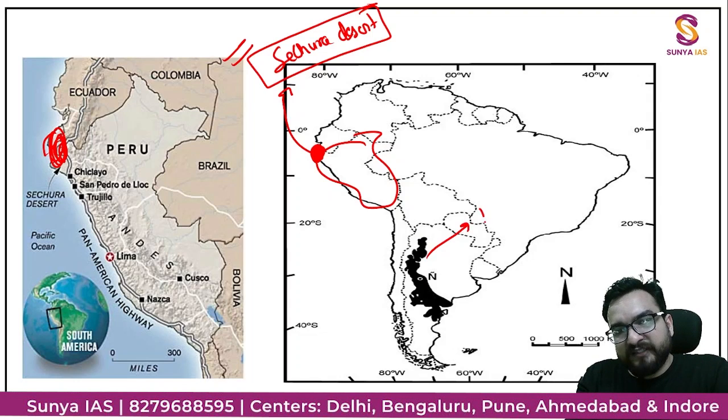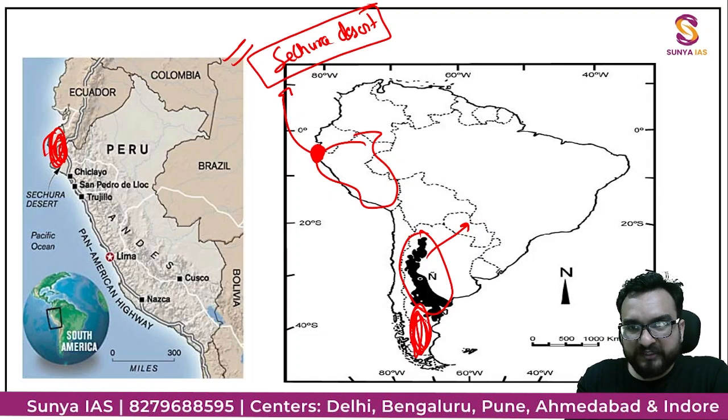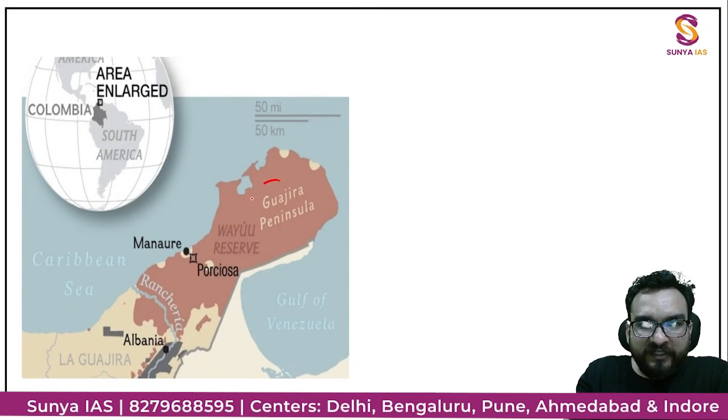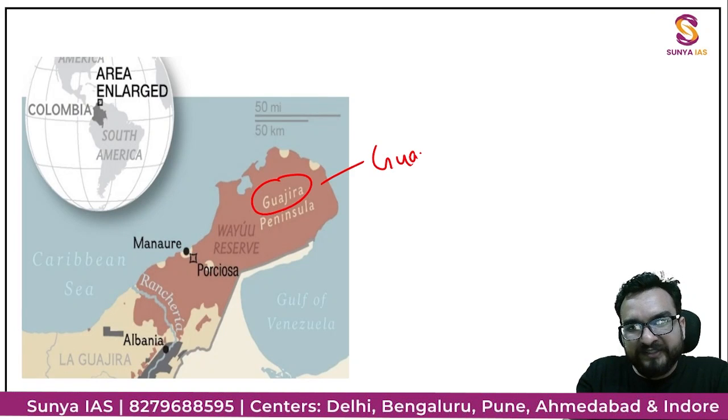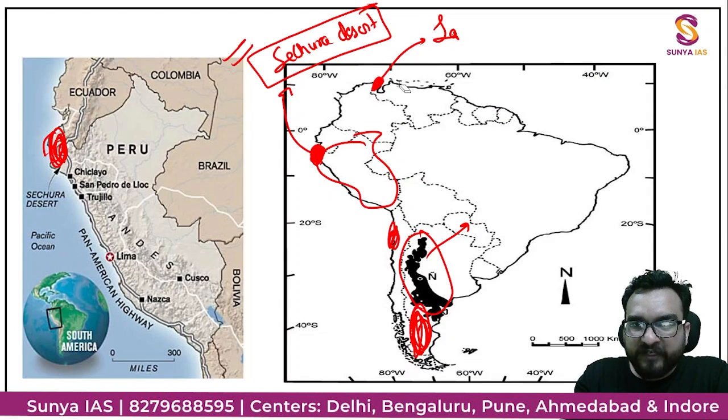Over here you will find this Monte Desert. Monte Desert. This particular desert, Monte Desert. This is Patagonia Desert. This is Atacama. This is Sechura. One more you will find over here, which is known as La. Let me tell you. This is La Guajira. Guajira Desert. Where is it? Here, in Venezuela and Colombia. This is Colombia, this is Venezuela.